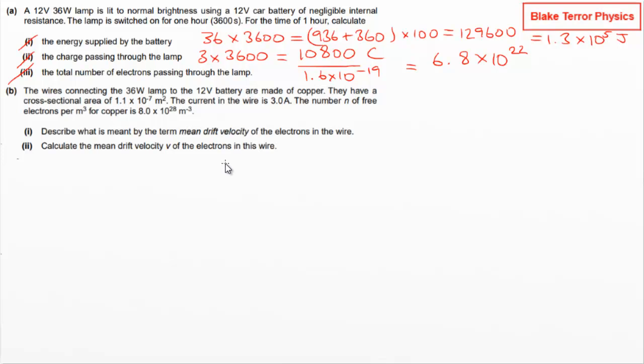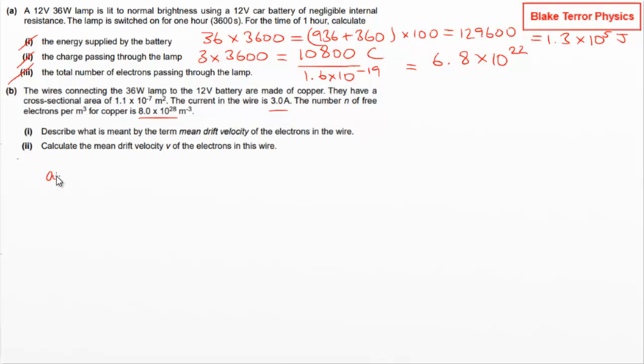Part B, the wires connecting the lamp to the battery are made of copper. They have a cross-sectional area of that. The current is that, which we already know. That's our N. All right, they're pushing us to an I equals ANEV setup here. Describe what is meant by the mean drift velocity of the electrons in the wire.